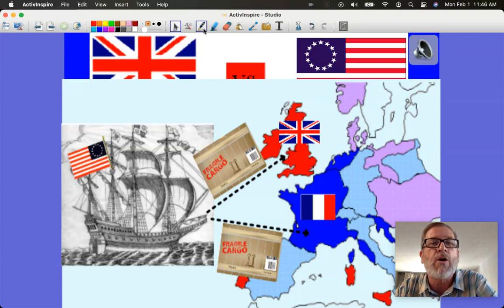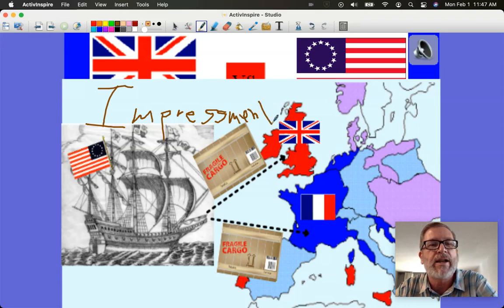There's a term that we call impressment. Impressment. I-M-P-R-E-S-S-M-E-N-T. Sorry for this writing, but I'm using a mouse to do this, and it's really bad, but you get the idea, okay? So this term called impressment is being used, and they're basically forcing our sailors to join British ships on the open ocean without the consent of the sailors.